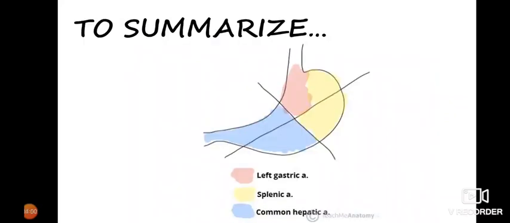To summarize, we have learnt about the location, structure, blood supply of stomach and its applied aspect.